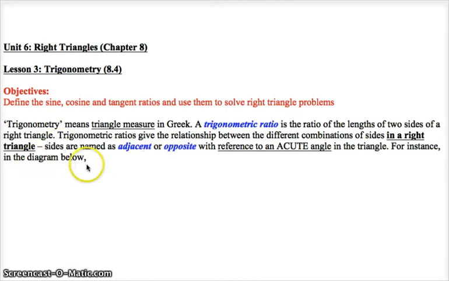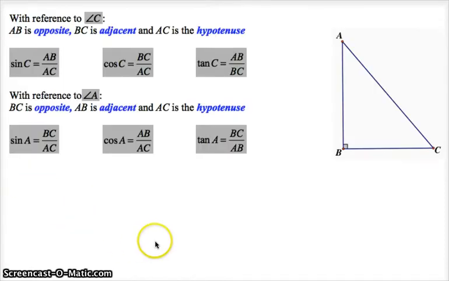So let's look at this. In the diagram below, we're talking about angle C. This angle is the angle we're talking about, so everything is in reference to angle C. Angle C is the important angle. As we go through this, I could have chosen C to be the angle or A to be the angle, but in this whole page we're choosing C. If we choose C to be the angle, then we're going to give names to these different sides. And those names are: opposite, adjacent, and hypotenuse.